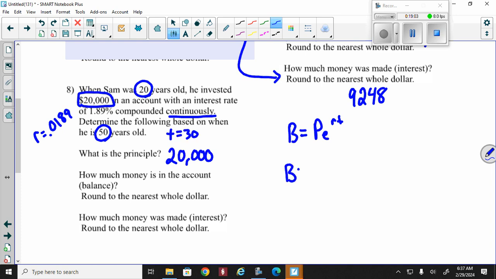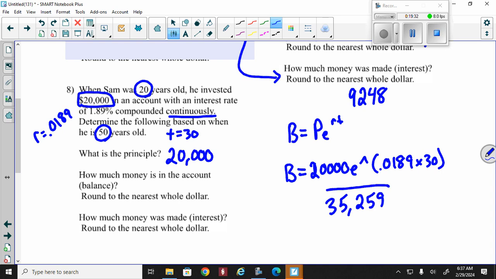So in my calculator, I'm going to go 20,000 E caret 0.0189 times 30. So that's how exactly I'm going to type it into my calculator. I need to know where my E function is. 0.0189 times 30. And my calculator is going to give me 35,259. What is that? Well, again, I'm looking.